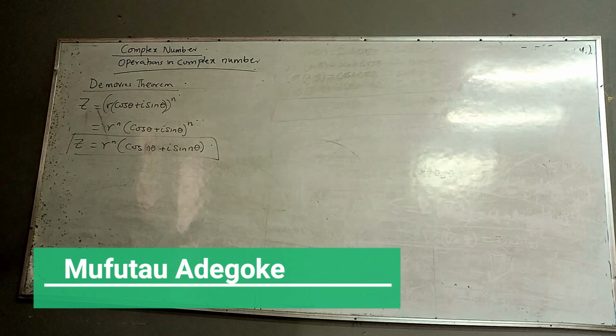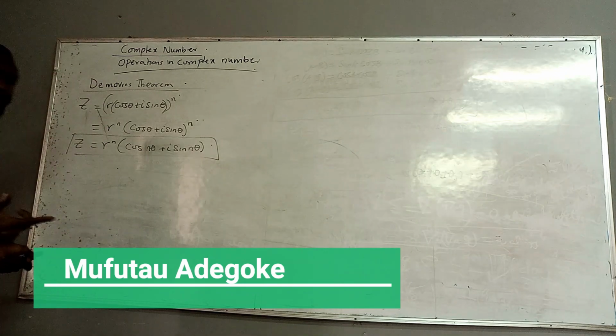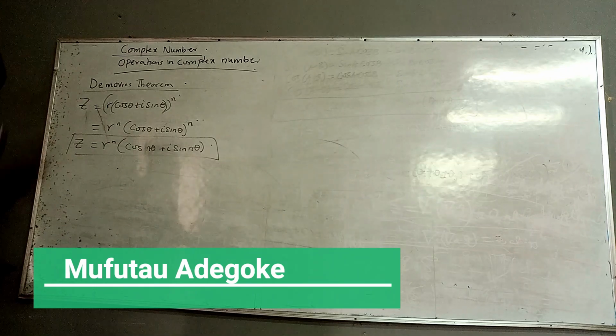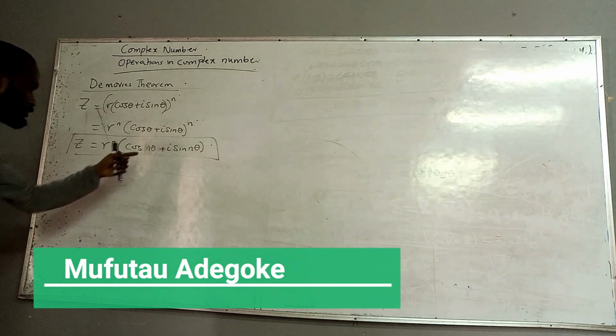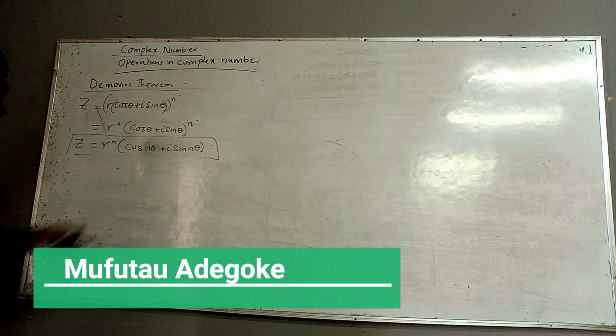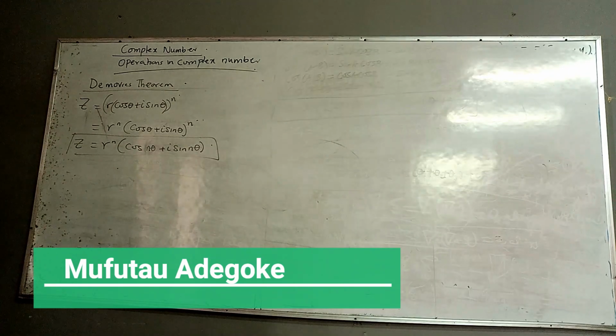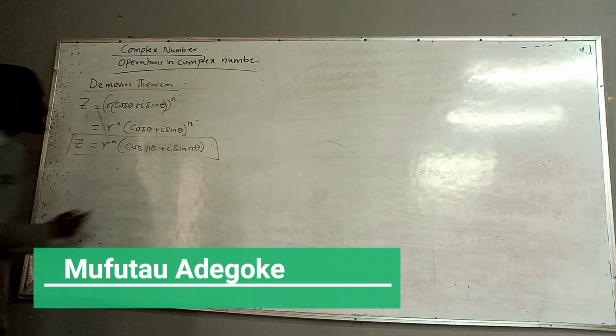If you continue to add, we have theta 1 plus theta 2 plus theta 3 and so on. But if your theta 1 is equal to theta 2 equal to theta 3, then we are going to have n times that theta, and that is what De Moivre's theorem says. Now that is how to find powers.